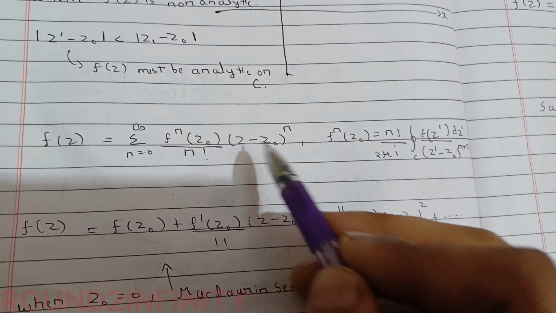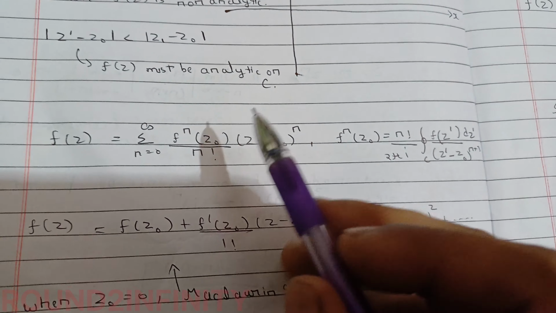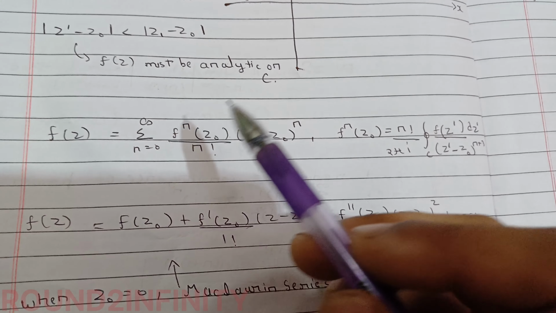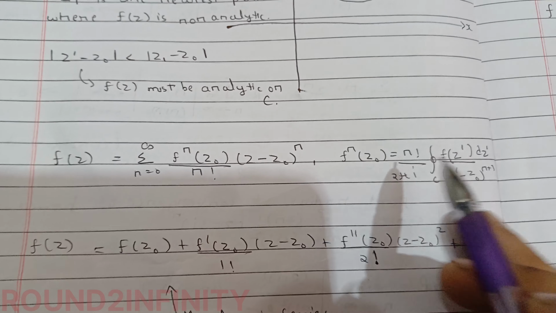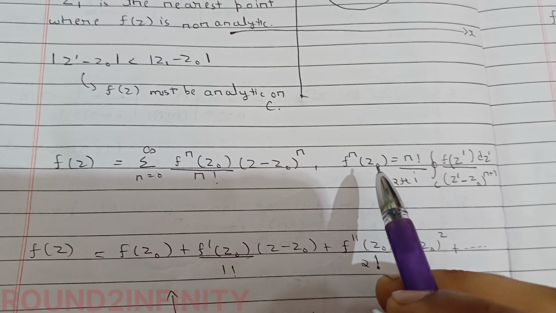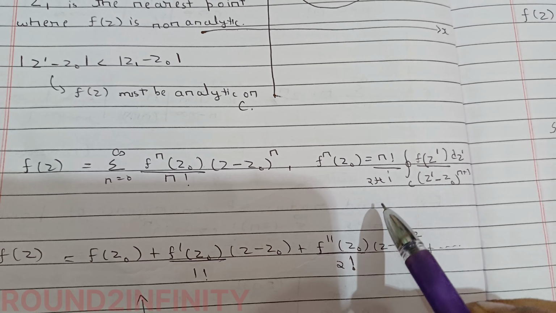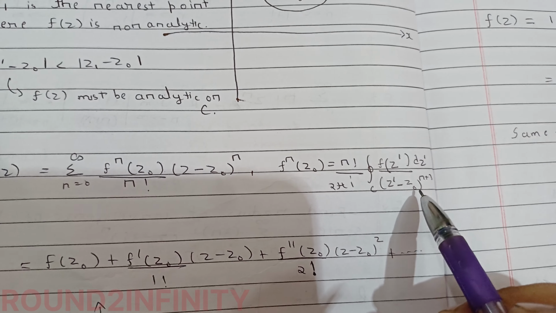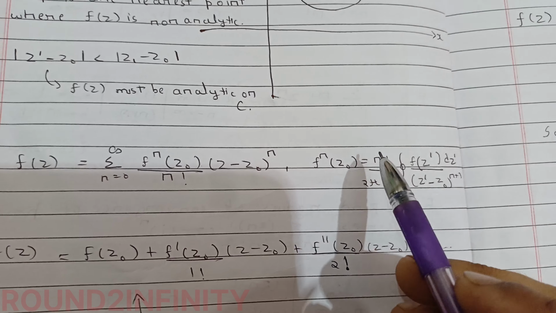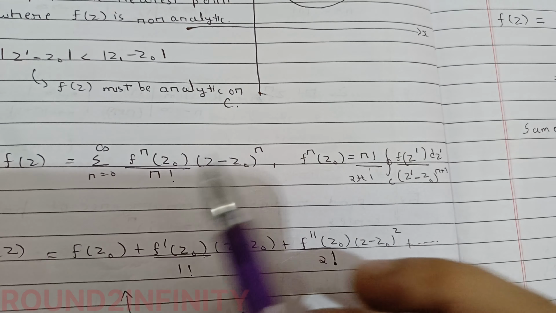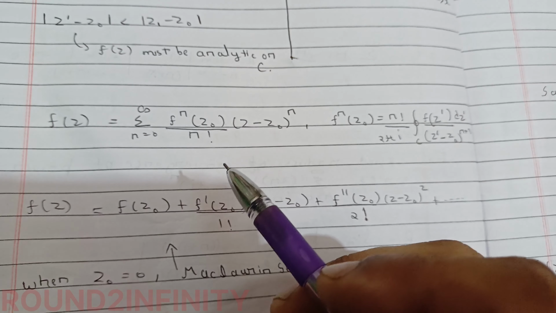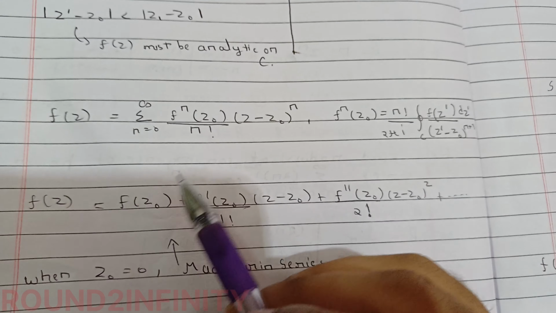This is n factorial (z minus z0)^n. So we know how to find this differentiation using the Cauchy integral derivative formula. You remember this formula: f^(n)(z0) equals n factorial divided by 2 pi iota, the integral of f(z') dz' over (z' minus z0)^(n+1). So you can use this formula to find the derivative or the integral, but we can do it directly from here, let's say, to find the series.